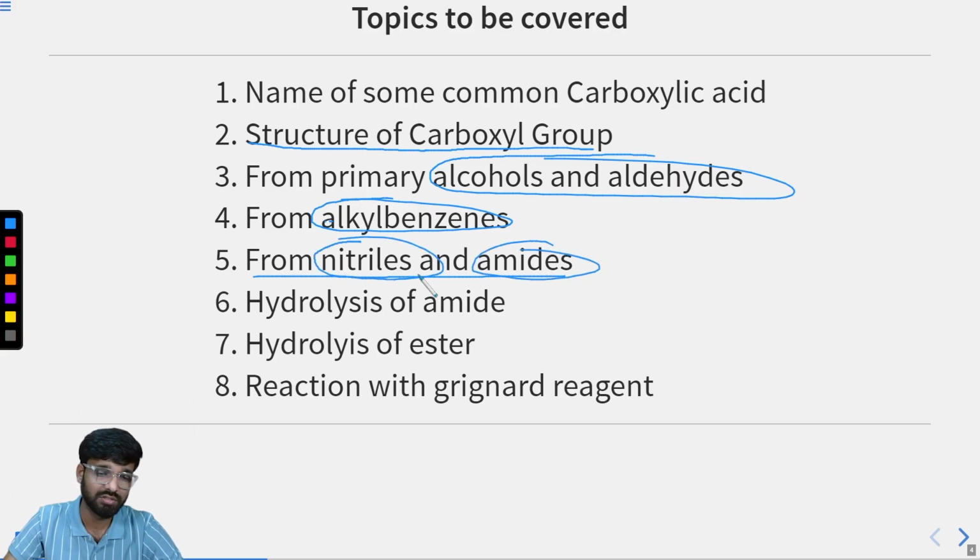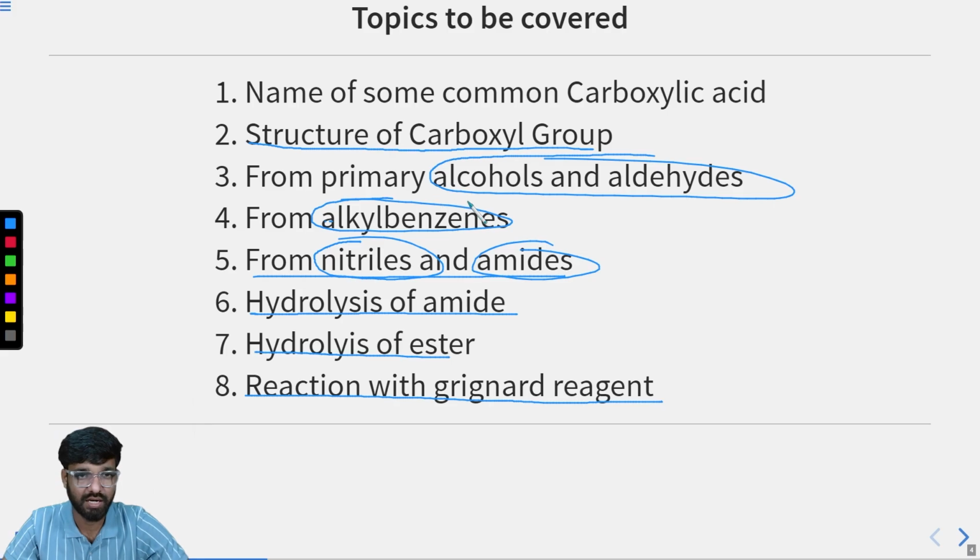Then we will see how the mechanism goes for the creation of carboxylic acid from amides. Basically they are hydrolyzed, so we will see the mechanism of that hydrolysis. Then we will see how we can do the same from ester, and after that from the Grignard reagent. So these are today's topics. Let us start our class.